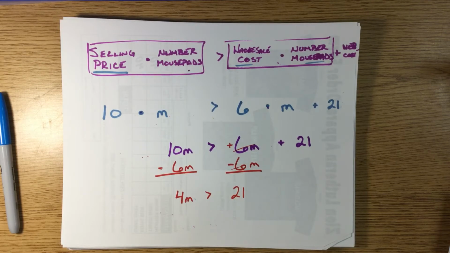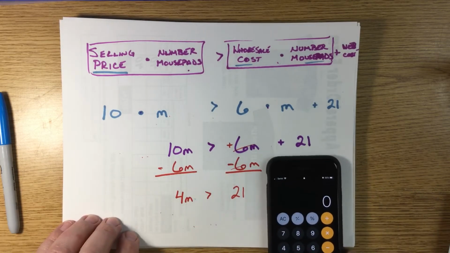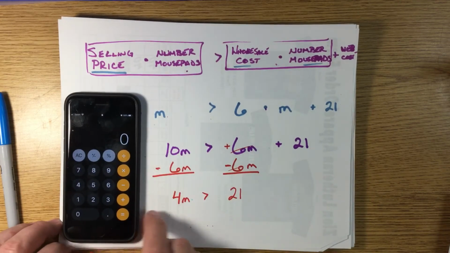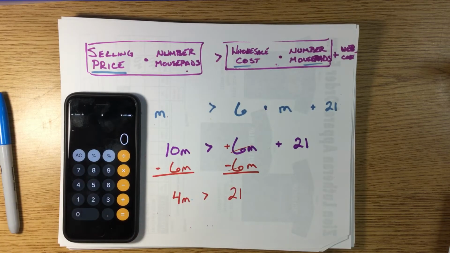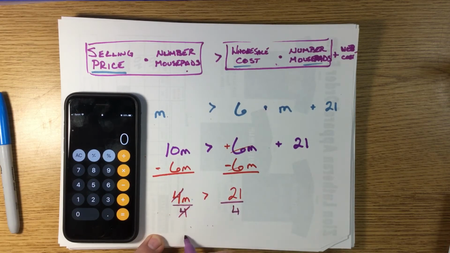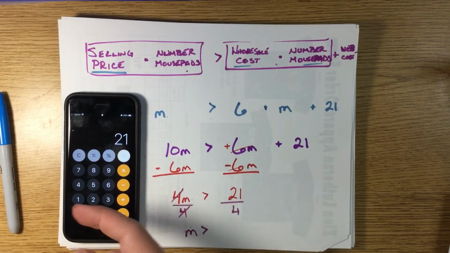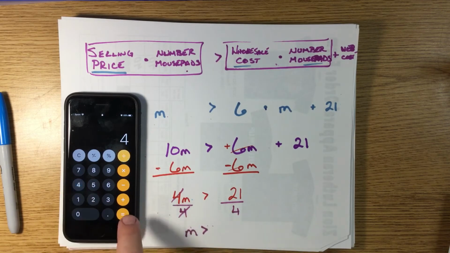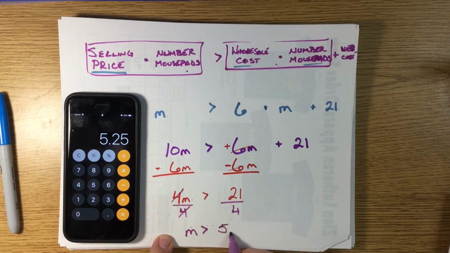Now, let's pull out my calculator again, and this time I have to divide both sides by 4. On the left, that's the easy part. m is greater than, on the right, 21 divided by 4. Now, I could probably do this without a calculator, but we'll do it. 21 divided by 4 is 5.25. So the number of mouse pads I sell has to be greater than 5.25.